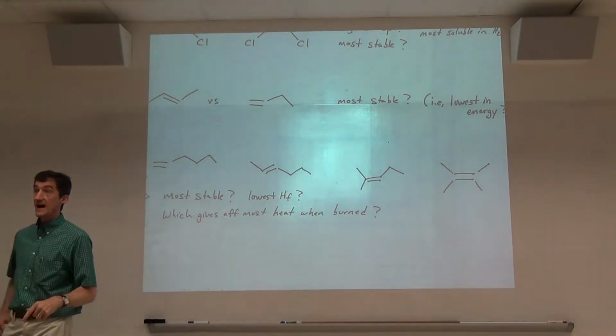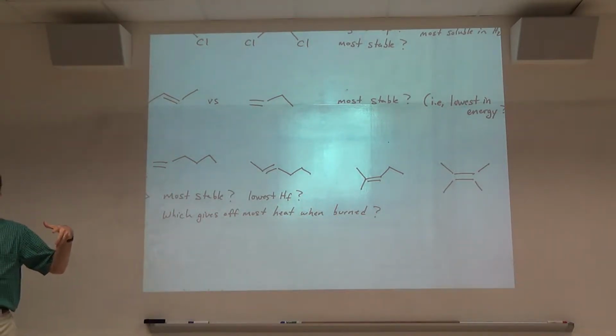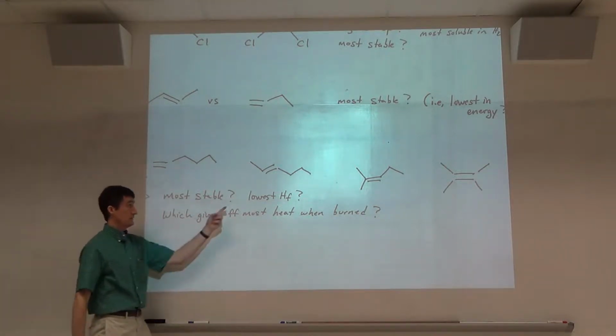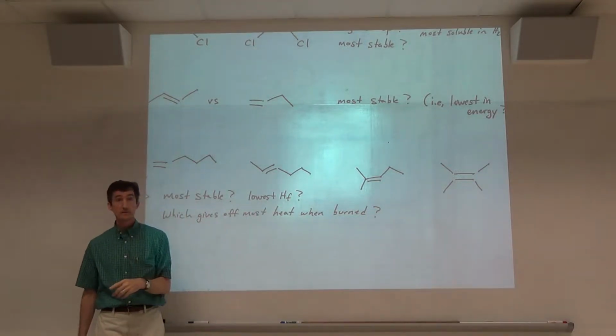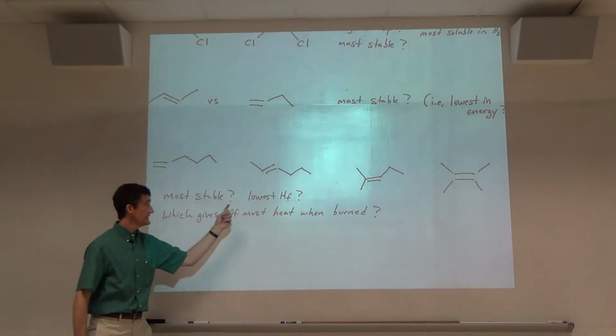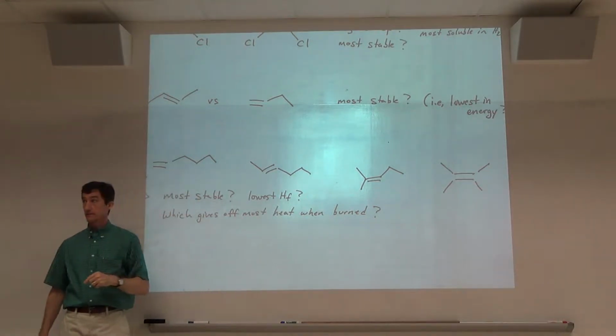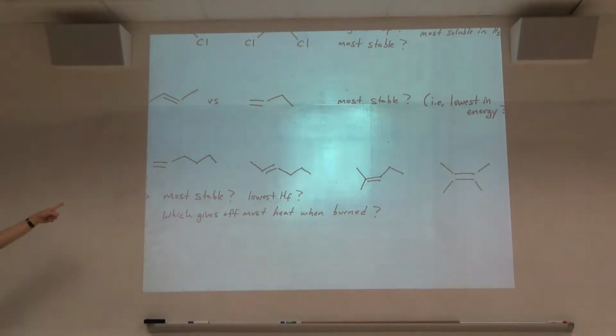Because if you want to make a highly unstable compound, you're going to have to put a lot of energy into it to make it. We're saying this is the least energy to make it. Does that make sense? Which compound takes the least energy to make? That's what this is asking here. The most stable. So it's the same one. Most stable and the lowest heat of formation is the same answer. It's the one to the far right.